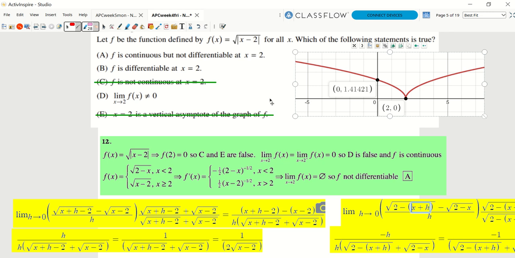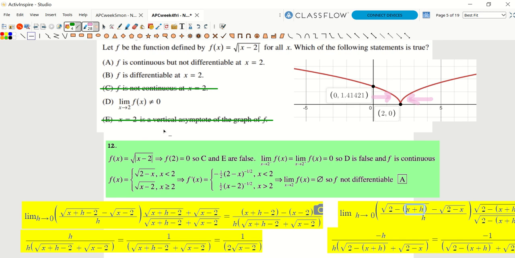Because as we can see, as x approaches 2 from both sides, so let's look here. As x approaches 2 from both sides, y approaches 0. So this says y does not approach 0, but it does, so D is false, okay? So now we're left with a choice between A and B, okay?